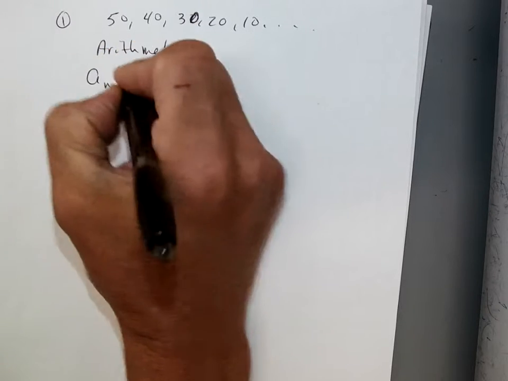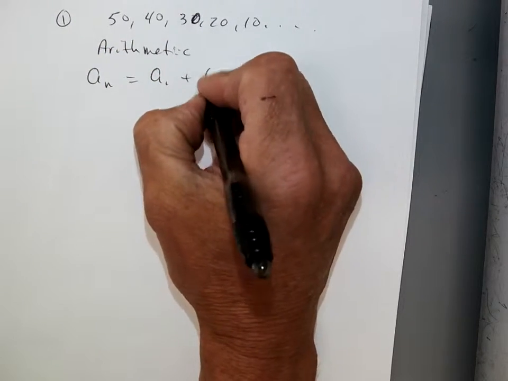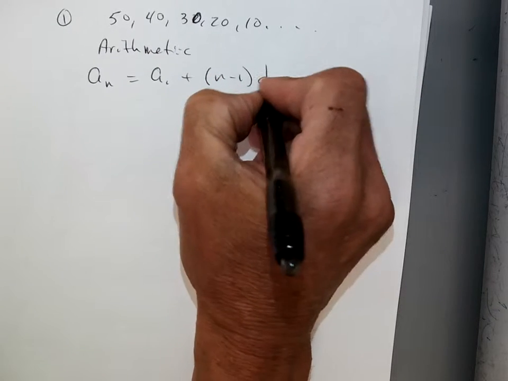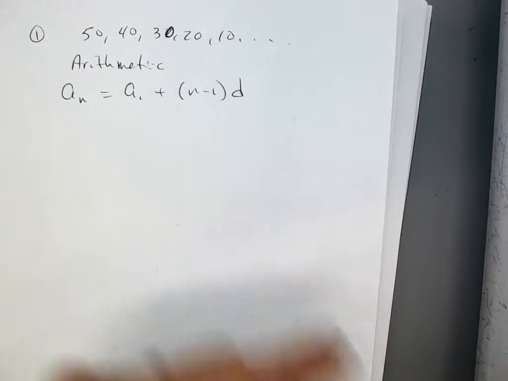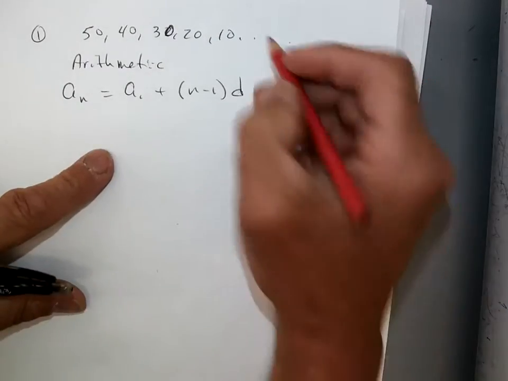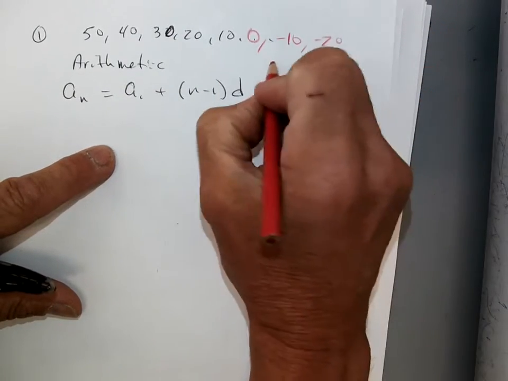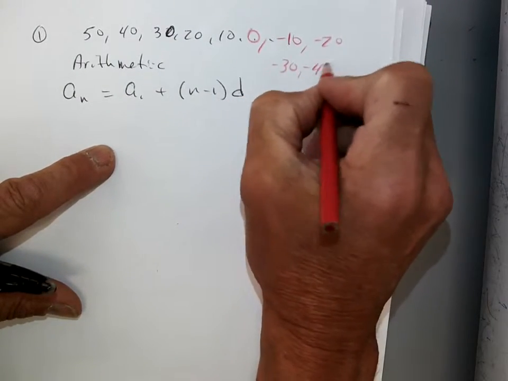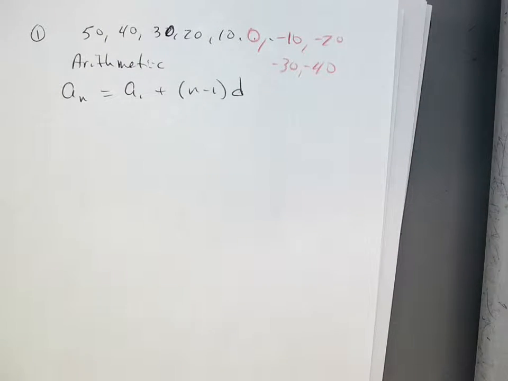A of n equals a1 plus parentheses n minus 1 times d. So d is the difference. Okay, so first of all, if I need the next 5 terms, that's easy. I'm just going to keep going: 0, negative 10, negative 20, negative 30, negative 40, right? 1, 2, 3, 4, 5. Thumbs up. That's easy. Everybody should be able to get that, right?